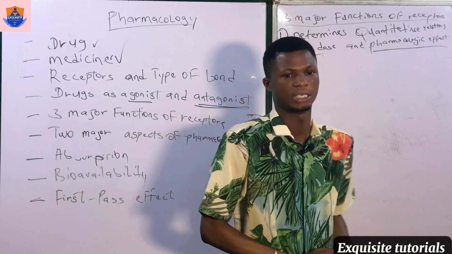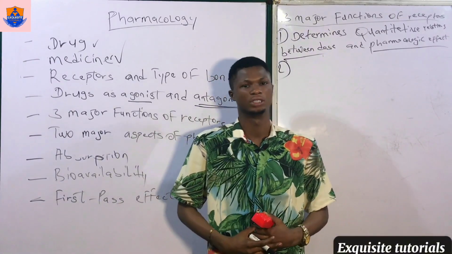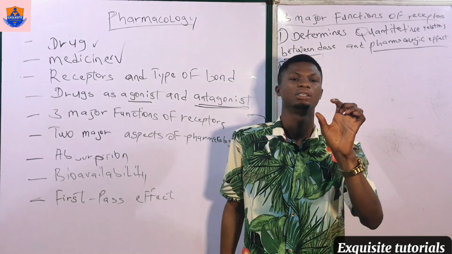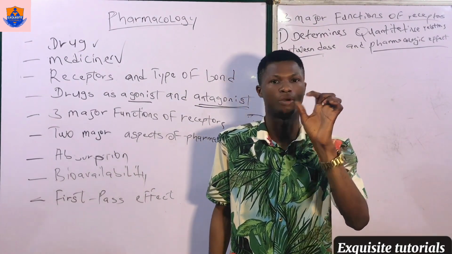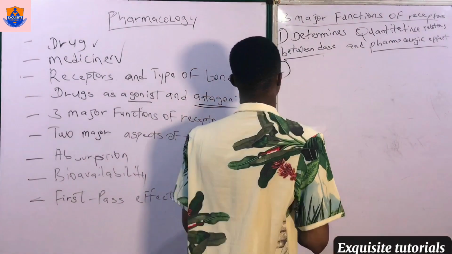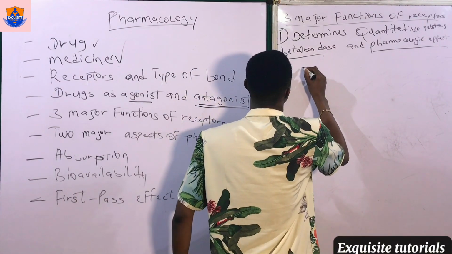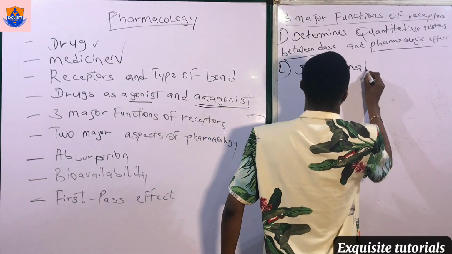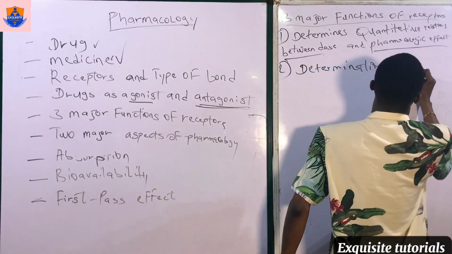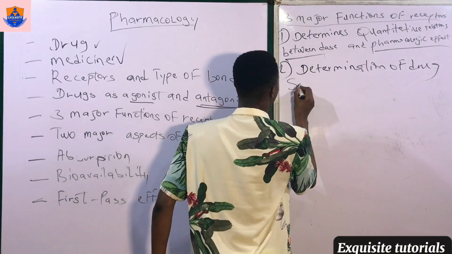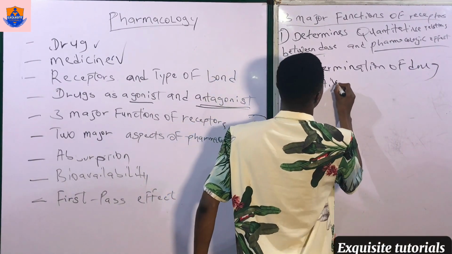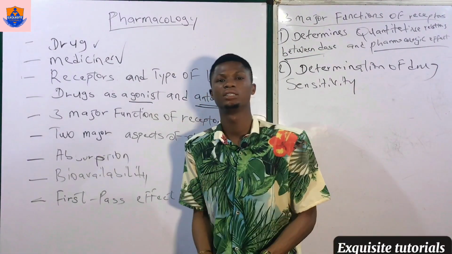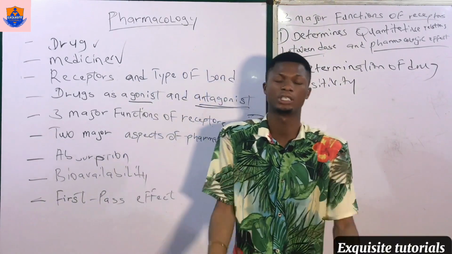Now, the number two thing that receptors do is that receptors determine the sensitivity of drugs. Now, let me write this. Determination of drug sensitivity. What do I mean that receptors determine drug sensitivity?